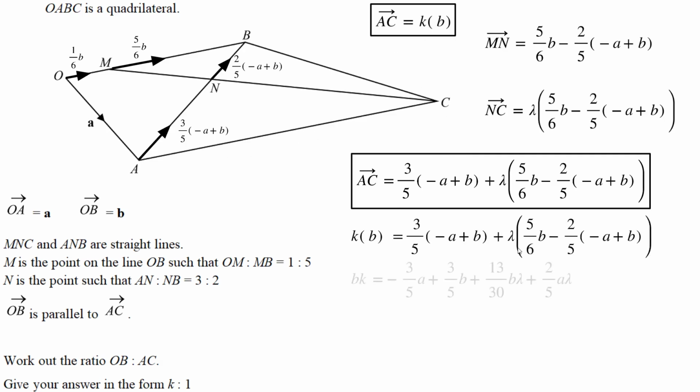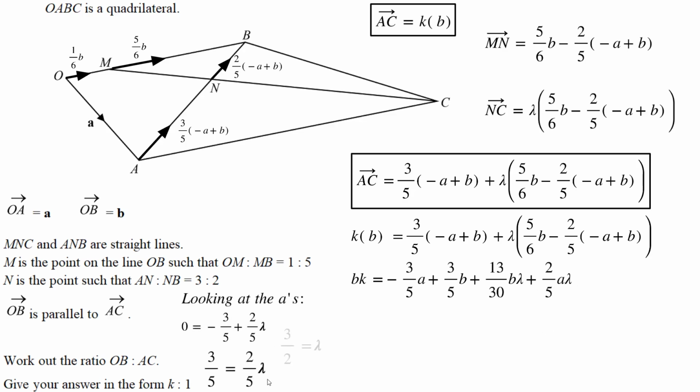Set these equal to each other, expand. Looking at the A's, so 0 equals minus 3/5 plus 2/5 lambda. Just rearrange and solve for lambda. So lambda equals 3/2. And that makes sense because we've scaled this line up just enough to get NC. And now we can solve for K because let's look at the B's now. So we have K equals 3/5 plus 13/10 lambda. We know what lambda is, so we'll just plug that into there.